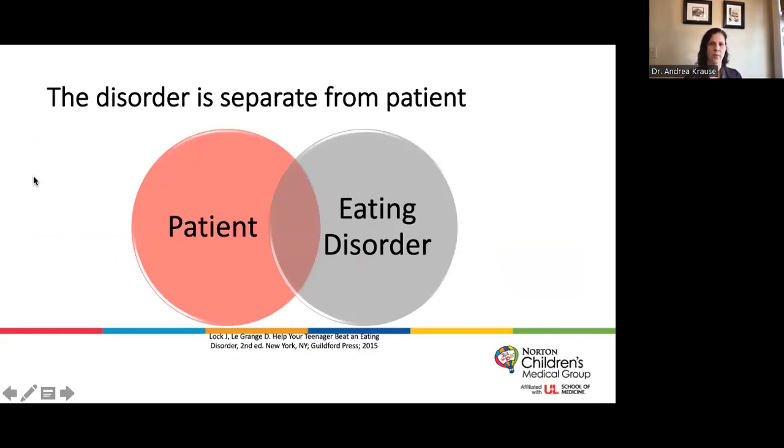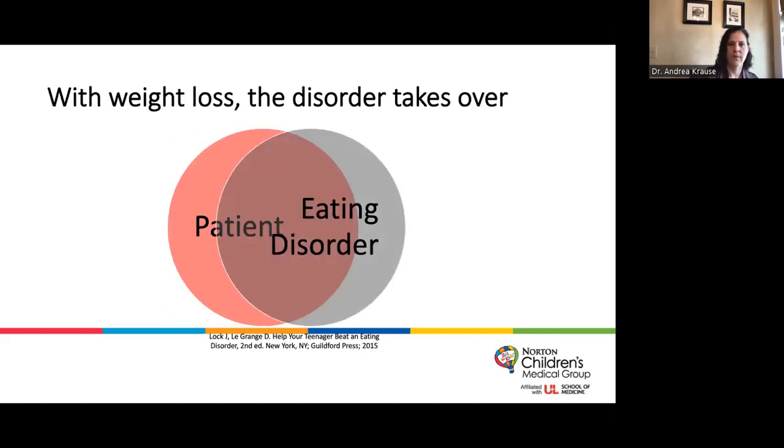The other thing to remember, and this has helped me a ton as a pediatrician who didn't necessarily have experience with taking care of eating disorder patients: over the years, I've been self-taught, but I've read a lot. And this book, the Locke and Le Grange book, Help Your Teenager Beat an Eating Disorder, was very helpful for me. Just think of the disorder as separate from the patient. Basically over time, with weight loss and restriction, the disorder takes over. That is a crucial way of thinking because it helps us help our patients, because a lot of times blame can be assigned, and we never want to do that when we're taking care of these kids.